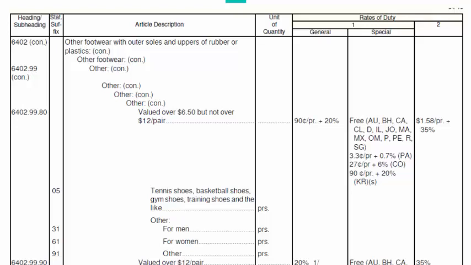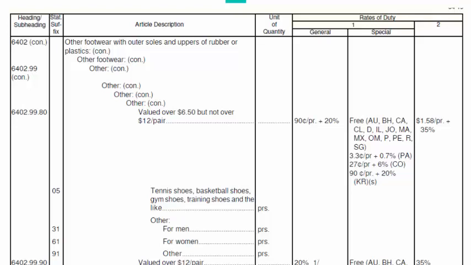Move to the right. In the general column for countries that have normal trade relations with the United States, a good illustration: 90 cents per pair, because that is indeed the unit of quantity, plus 20%. So if the particular footwear that was being imported was coming in from China, which falls under the general column, at $7 a pair, the duty would be 90 cents plus 20% on the $7.